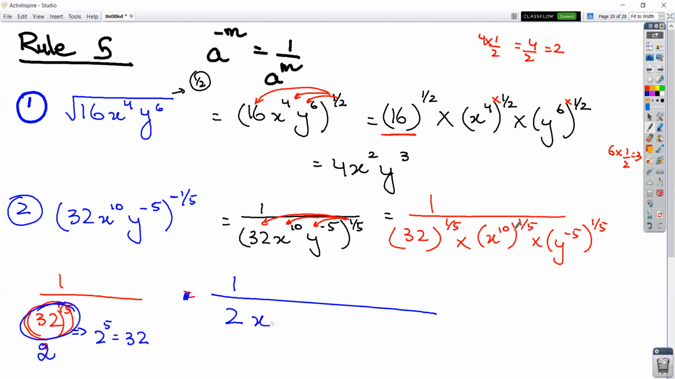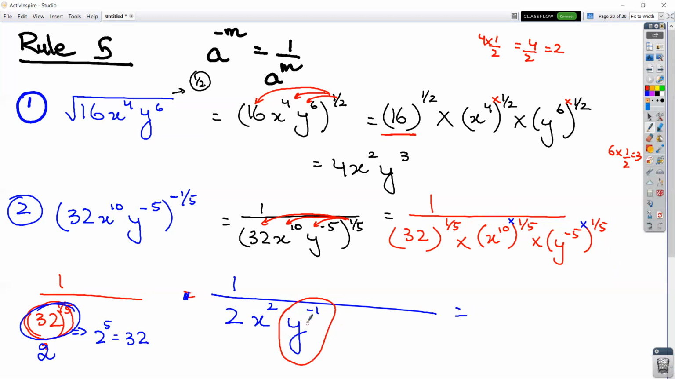Then we have the x variable. This means times, so 10 times 1/5 would be 2. And then the y variable: we have 5 and 5, so 5 times 1/5 would be just 1, giving y power minus 1. You can leave your answer like this, or because this is the only variable with the negative power, we try to write it with the positive power.